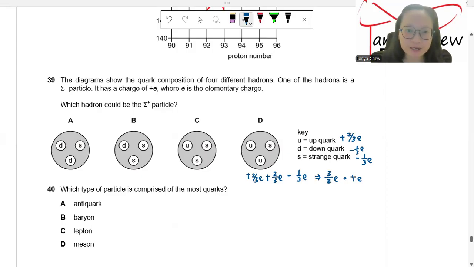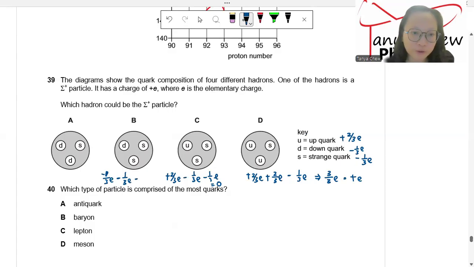Right? What about C? C is 1 up quark, 2 over 3, minus 1 over 3, minus 1 over 3. This is 0. C is neutral. What about B? B is negative 1 over 3e, strange negative 1 over 3e, and strange negative 1 over 3e. You get negative e for B. And A is negative 1 over 3e, negative 1 over 3e, and negative 1 over 3e. You get negative e. That is why D is the answer.